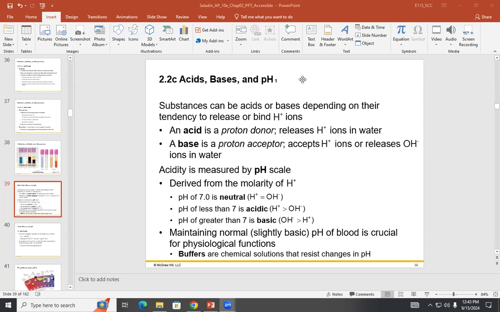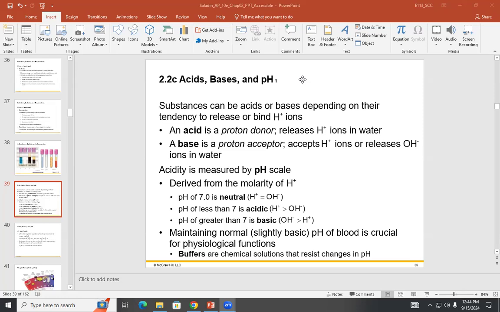That's important. Being acidic means you have high hydrogen proton concentration. It means that you are not basic. It means that you have low pH, and it means that you have low hydroxyl concentration. This is very important. Then for basic, you have low hydrogen proton concentration, which means you have high hydroxyl concentration, which means you have high pH, which means you have low acidity.